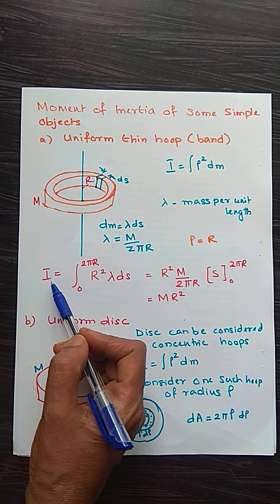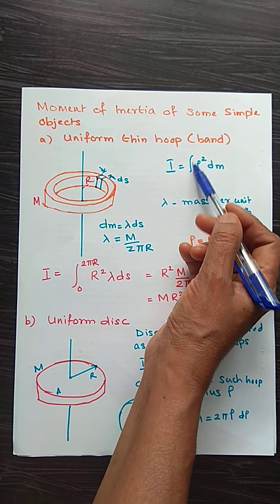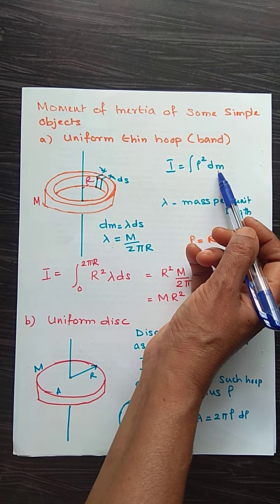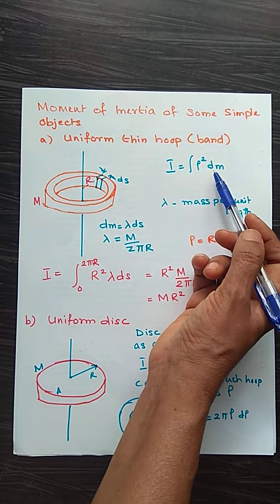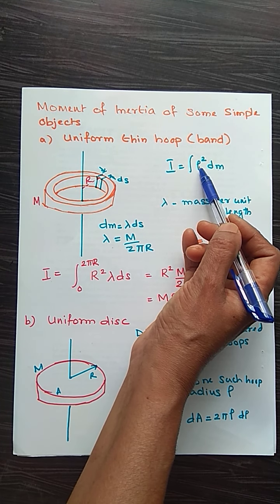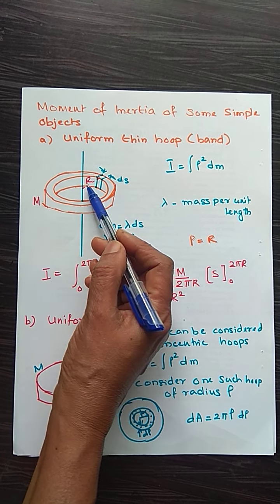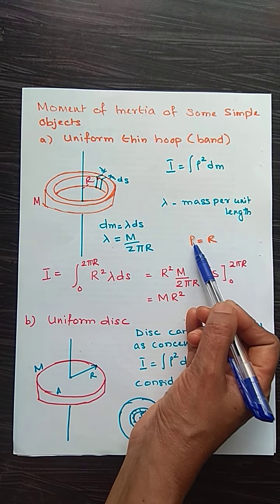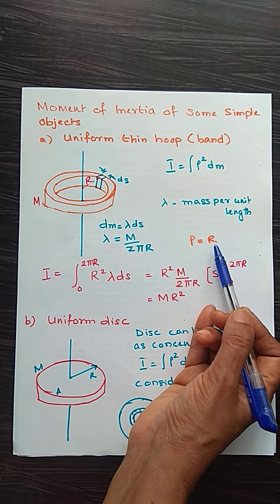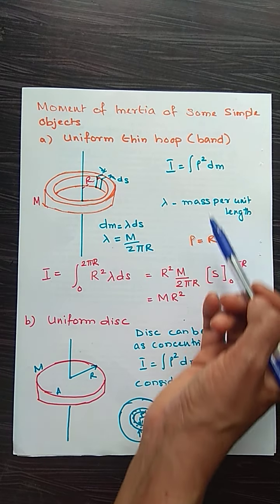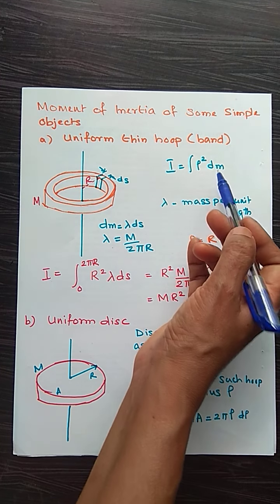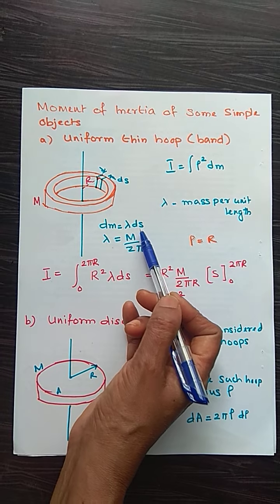Now let us find out the moment of inertia of this small strip. The moment of inertia I is equal to the integral of rho square dm, the expression we have derived in the previous class. Rho is the distance from the axis. Here the distance from the axis is r, the radius of this hoop. So rho is equal to r. Instead of rho square you can substitute r square, and instead of dm you can substitute lambda ds.